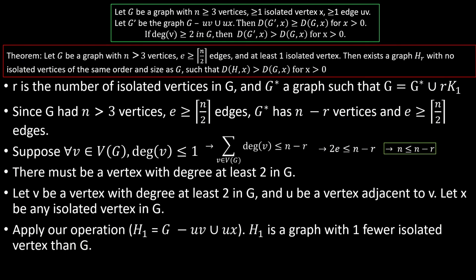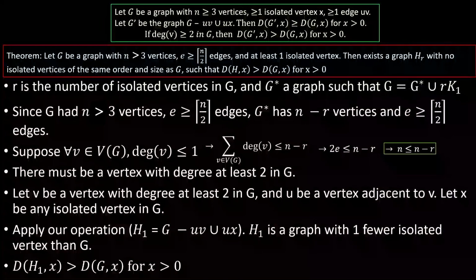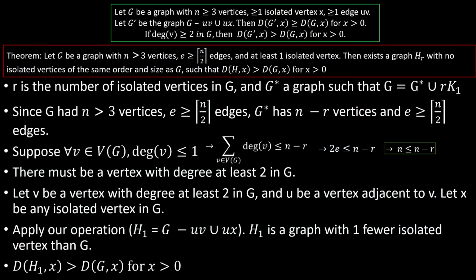When we do this, we obtain a new graph, which we'll refer to as H sub 1. And by our previous theorem, and the fact that the second endpoint V had degree at least 2, we know that the d of H sub 1 at x is greater than d of G at x for positive x. Meaning we just produced a graph with increased domination polynomial over the positive real numbers.